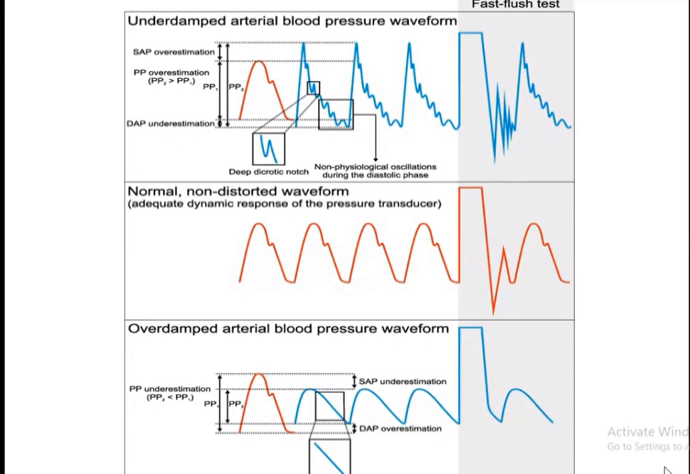And after flushing, normally there should be only one or two spikes. If there are multiple spikes, that means this waveform was underdamped. And if, as you can see in the lower diagram, there is only a single spike or none, then that is overdamped. So with the help of this flush test, you can easily know whether your waveform is correct or not, and then you can do zeroing, and then again measure the correct recording.